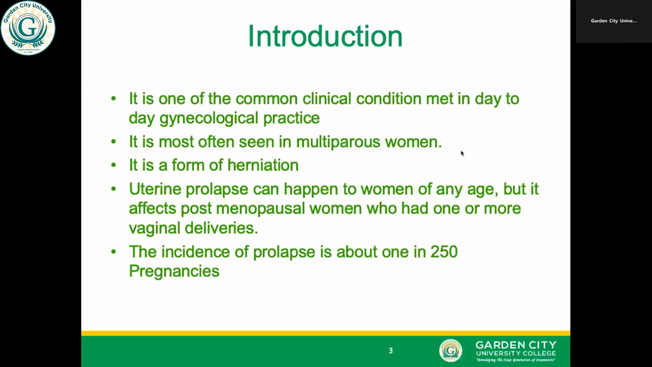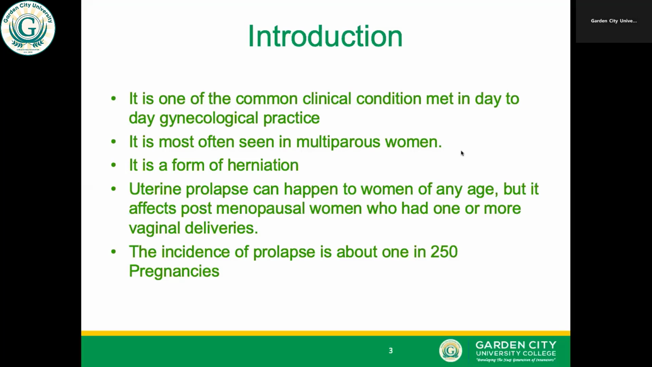So, introduction. Uterine prolapse is one of the common clinical conditions met in day-to-day gynecological practice. It is most often seen in multiparous women, and it is a form of herniation. Uterine prolapse can happen to women of any age, but it affects postmenopausal women who had one or more vaginal deliveries. And the incidence of prolapse is about 1 in 250 pregnancies.